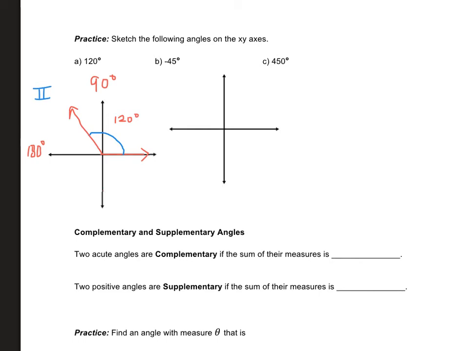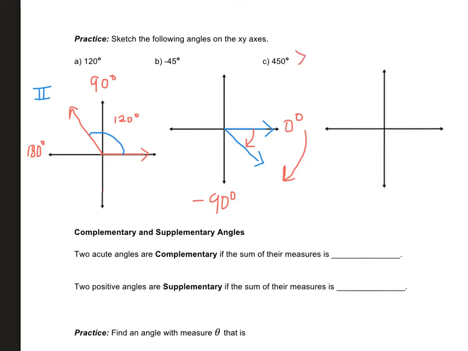For negative 45 degrees, we're going to go in the clockwise direction to get a negative measure. So here we have 0 degrees. If we measure this as a negative, this would be negative 90 degrees. So if we take the initial side, the positive x-axis, we're going to rotate it clockwise. 45 degrees is half of 90 degrees, so our terminal side is cutting that quadrant in half. So we have rotated in the clockwise direction negative 45 degrees, and that gives us that angle of measure negative 45 degrees.